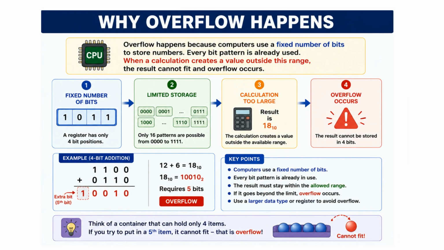Now let's understand why overflow happens. Computers use a fixed number of bits to store numbers. For example, a 4-bit register has only 4 bit positions. That means it can store only 16 different patterns from 0000 to 1111. Now imagine a calculation produces the value 18. In binary, 18 is 10010. Notice this answer requires 5 bits, but the register has room for only 4 bits. Since the result is outside the available range, it cannot be stored correctly.